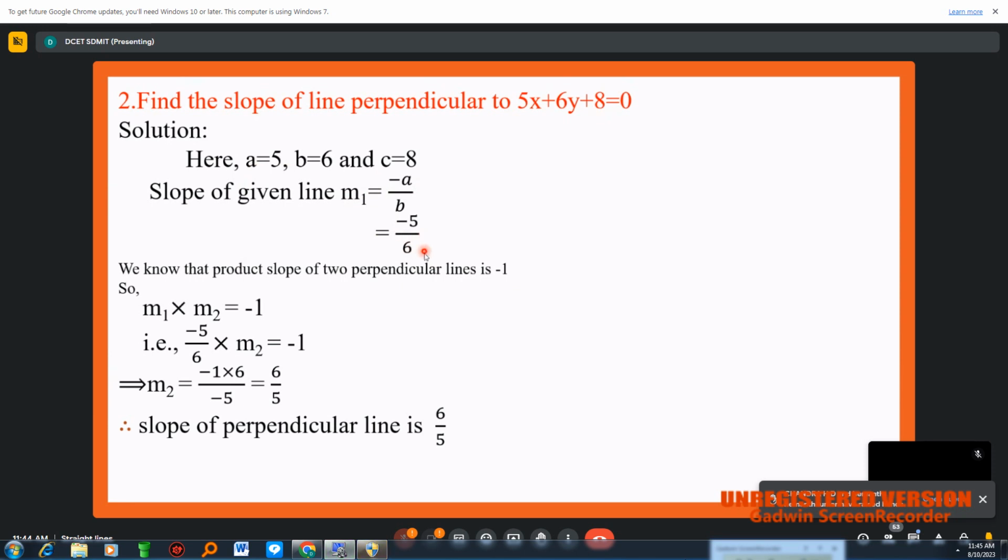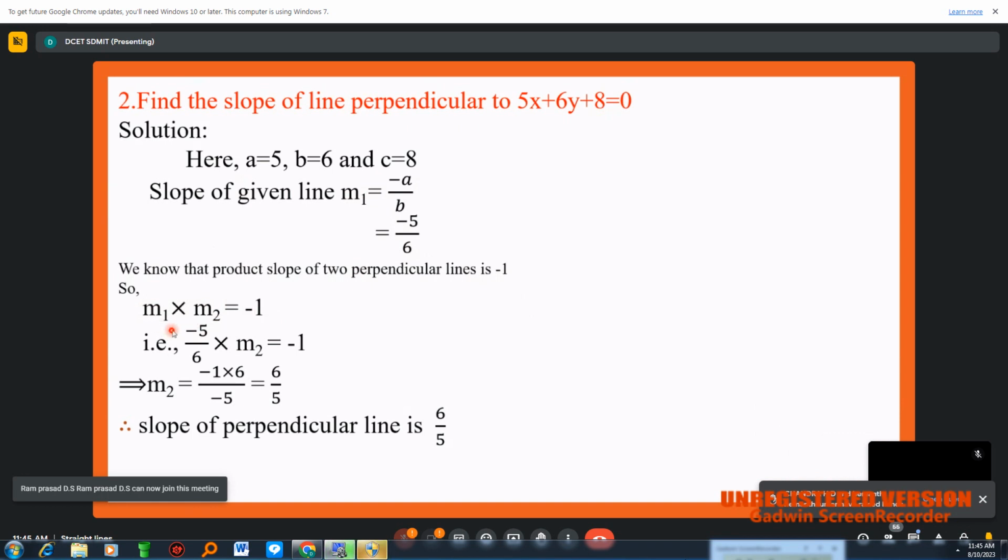Right, that is minus 5 by 6. So from the note we know that the product of the slopes of two perpendicular lines is minus 1. So first, the slope of the first line I am considering as m1, and the line perpendicular to this line I am taking as m2. The product should be equal to minus 1.